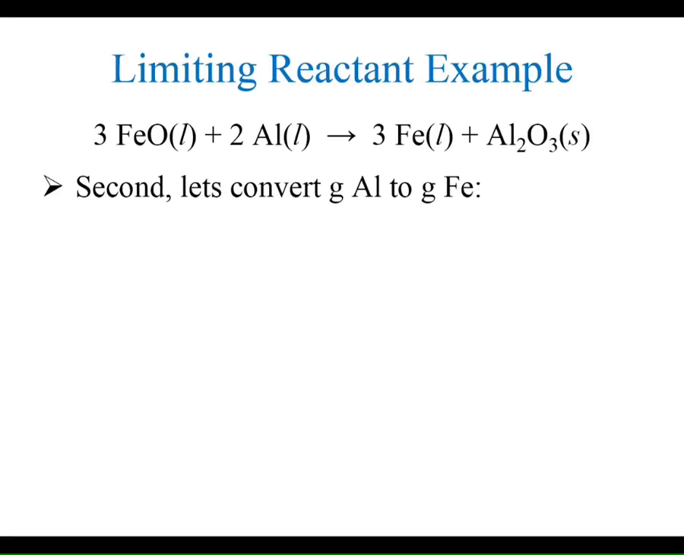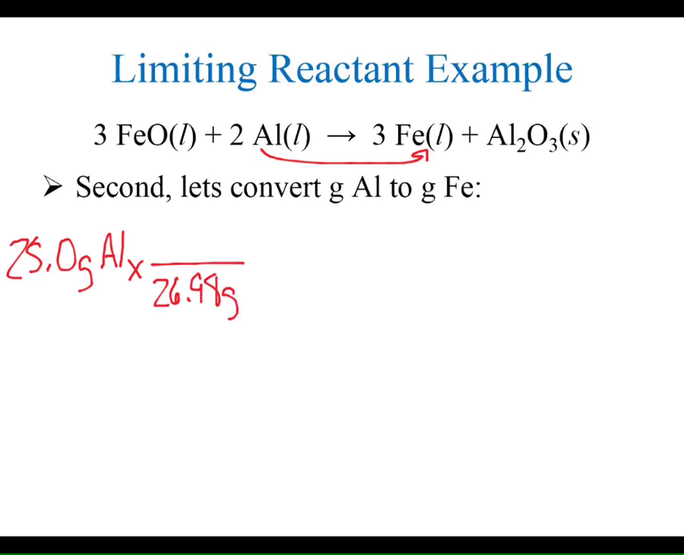Okay, now let's try the other one. Let's try aluminum and turn it into iron. All right, so we're going to do this one. Aluminum into iron. So same thing, I had 25.0 grams of that too. So what's the first step if I have mass of aluminum? What do I do? Molar mass. So what's the molar mass of aluminum? Okay, 26.98 grams of aluminum per mole of aluminum. It's the molar mass.